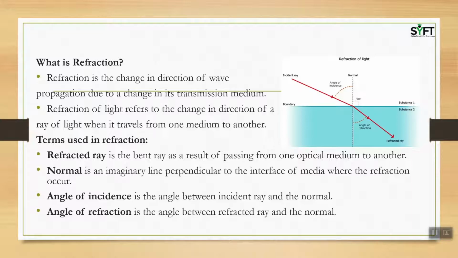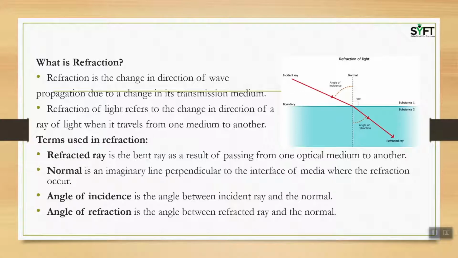There are various terms we use in refraction. At first, we have the refracted ray. It is the bent ray as a result of passing from one optical medium to another. Then you have the normal. It is an imaginary line perpendicular to the interface of media where the refraction occurs. Angle of incidence is the angle between the incident ray and the normal. Angle of refraction is the angle between the refracted ray and the normal.